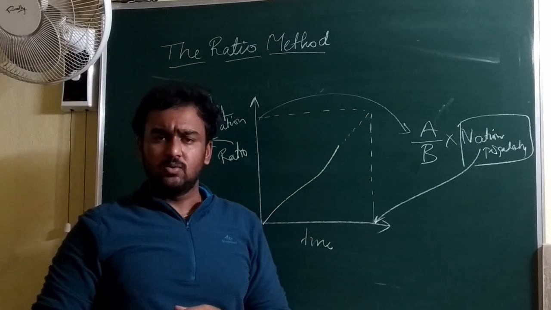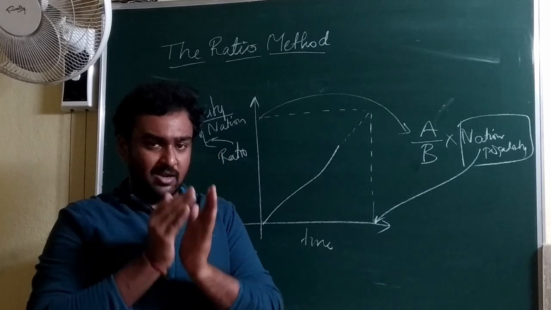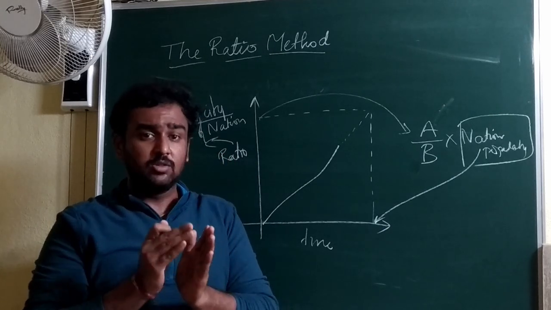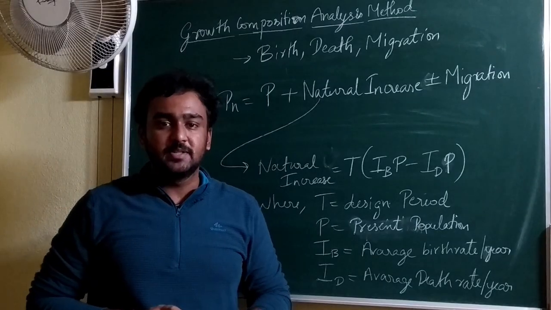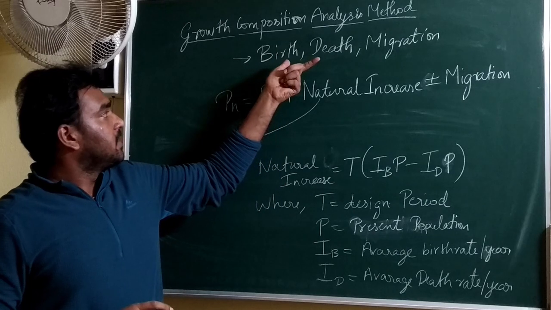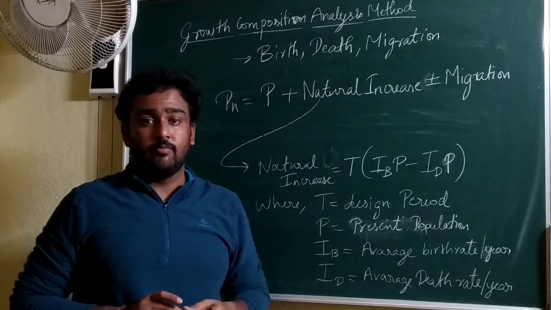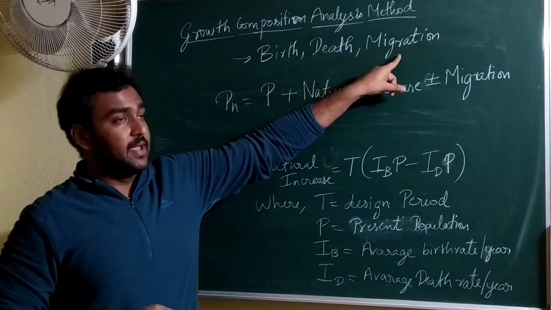This method is very suitable when the population growth of the local city under consideration is in parallel with the nation's population growth. In this method, that is the growth composition analysis method, the three major factors affecting population are considered: birth, death and migration.